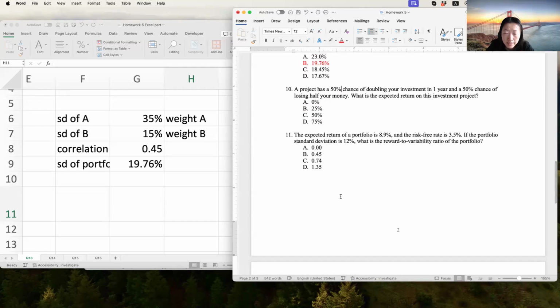All right, scrolling down. The project has a 50% chance of doubling your investment in 1 year and a 50% chance of losing half of your money. What is the expected return of the project?